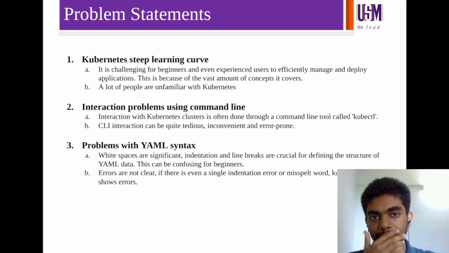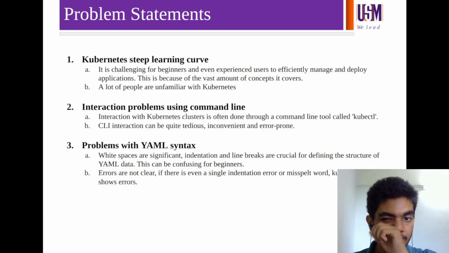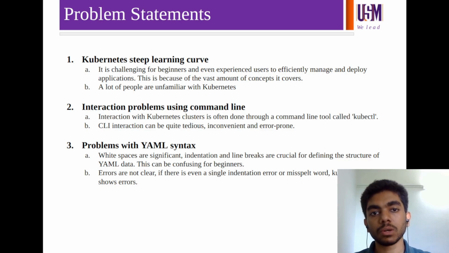So what are the problem statements? Kubernetes has a steep learning curve. As I explained some topics, there's still a lot to learn, and it is challenging for beginners and even experienced users to efficiently manage and deploy applications. This is because of the vast amount of concepts it covers, and a lot of people are unfamiliar with Kubernetes. The second problem statement is that there are interaction problems using the command line. CLI interaction can be quite tedious, inconvenient, and error prone.